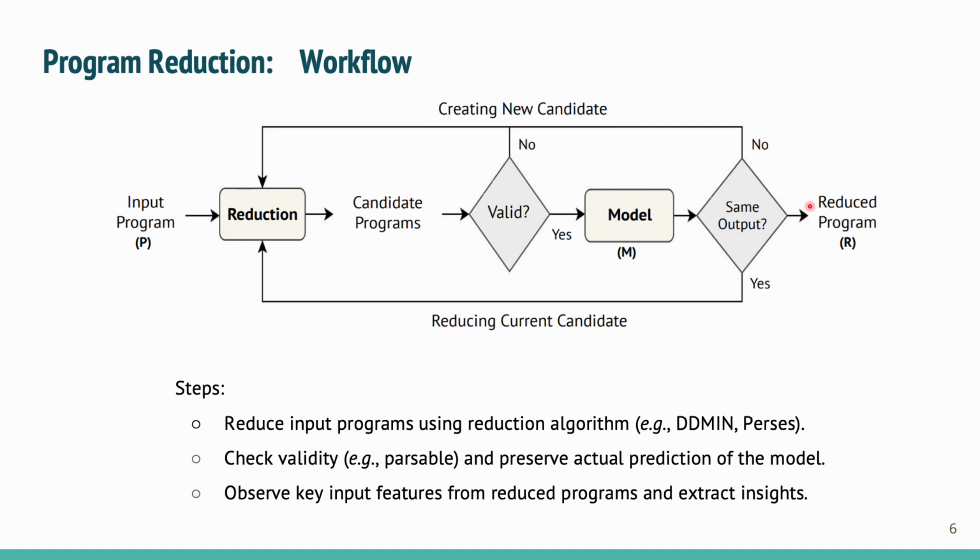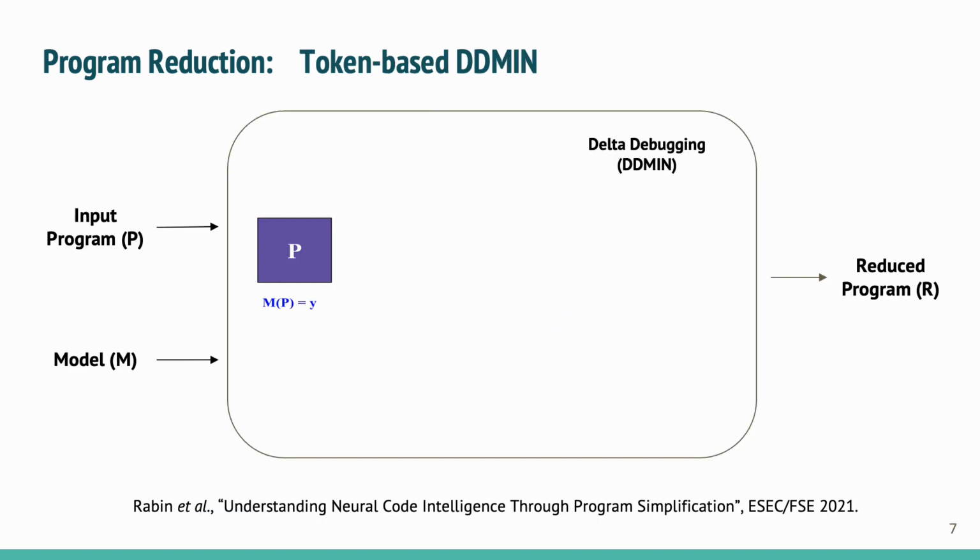Finally, by observing key features from the reduced program, we may better understand the reasoning behind a model's prediction on the actual input program. We experimented with two reduction algorithms. One is token-based delta debugging and another is tree-based Perses. Delta debugging is a syntax-aware program reduction algorithm. It systematically removes tokens from an input program for finding the final reduced program.